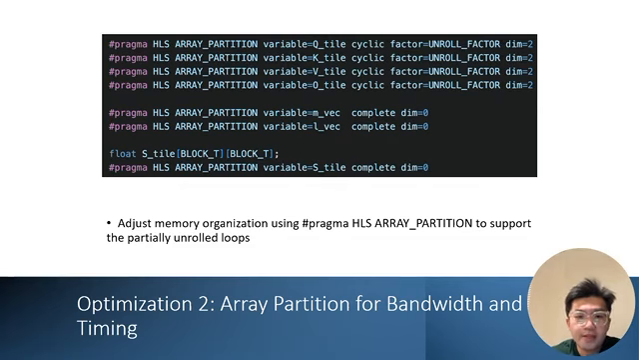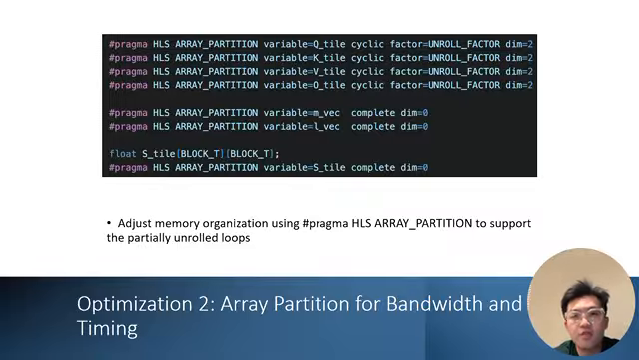The second optimization was about array partitioning. To support the partially unrolled loops, we also adjust the memory organization using the HLS array partition. For the 2D tiles, buffers such as Q tile, K tile, V tile, and O tile, and also the temporary local tiles using the load-store, we apply cyclic partitioning along the feature dimension, which is dimension equal to 2, with the factor the same as the unroll. This will effectively split each row of the tiles into multiple small banks, allowing 2 independent reads or writes to process in parallel without port conflicts.